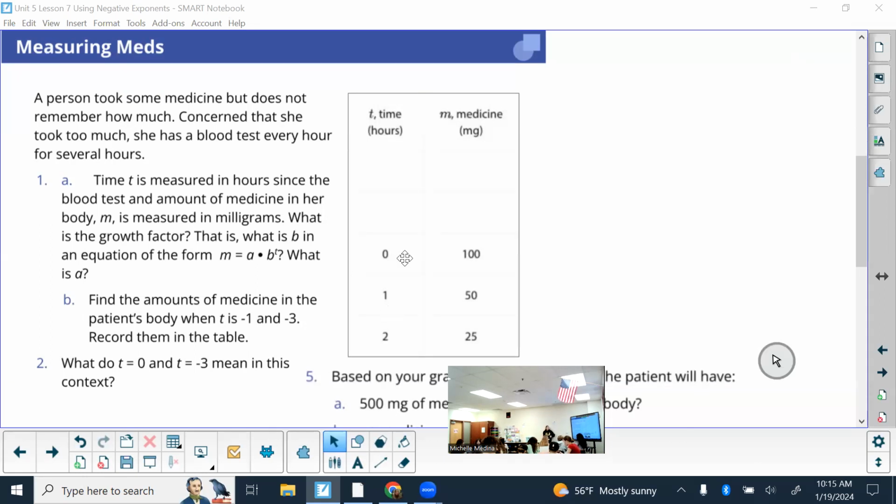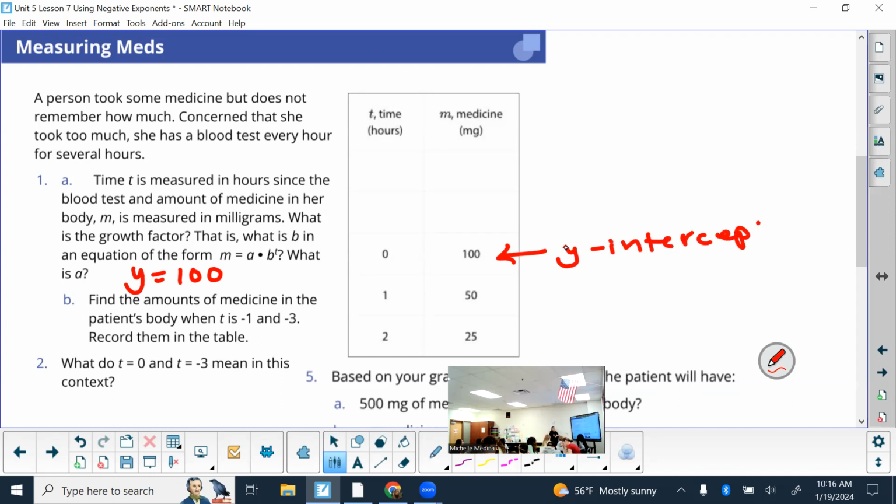Table 1, what's A going to be in that situation? 100. Because that's my starting amount. If t was when she took the blood test, then t equals 0 would be the start of it, right? So any hour after that is since she took it. Also, side note, if you want to think of A as your y-intercept, that's usually your starting amount anyway. By definition, your y-intercept is whenever x is 0. So when t is 0, that's my y-intercept, and A for this situation.